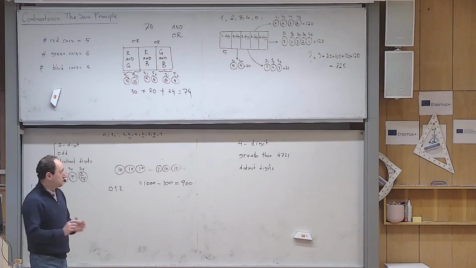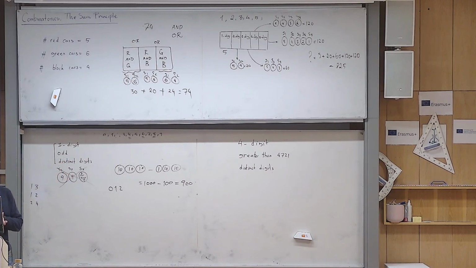Okay, so let me double check. It should be a 4-digit number greater than 4,721 with distinct digits. Okay, so I want to wait for you. I will wait at least 10 minutes.